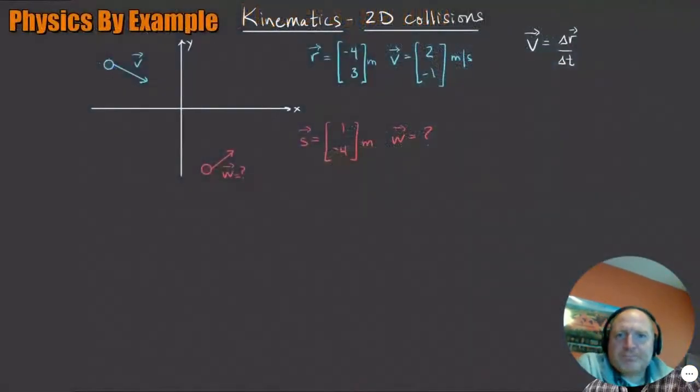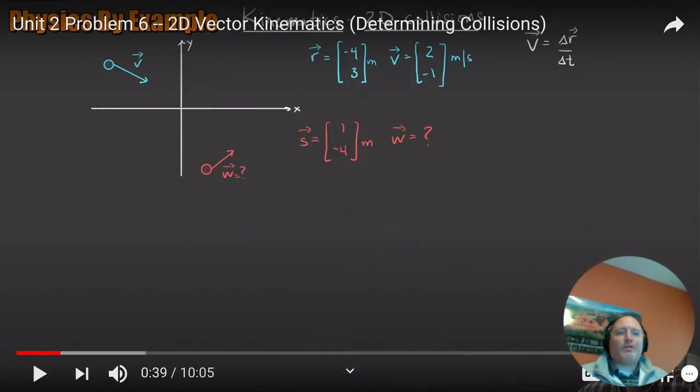But maybe what we want to know is, will two objects collide or maybe intercept? So maybe I've got this object V, right? And V, I think I put V over here at, let's see. Oh yeah, -4, 3. Those are its coordinates. And it's traveling at 2 in the X and -1 in the Y, right?